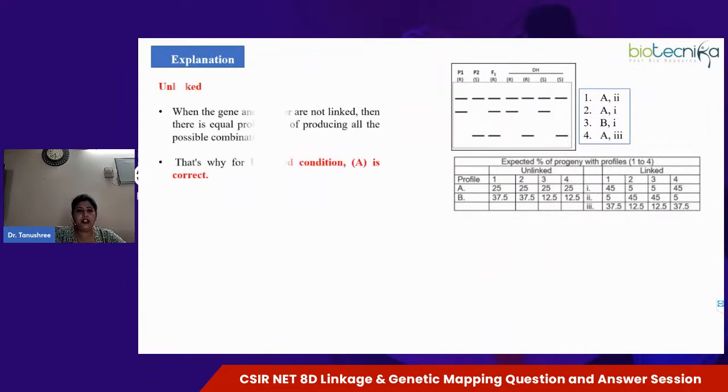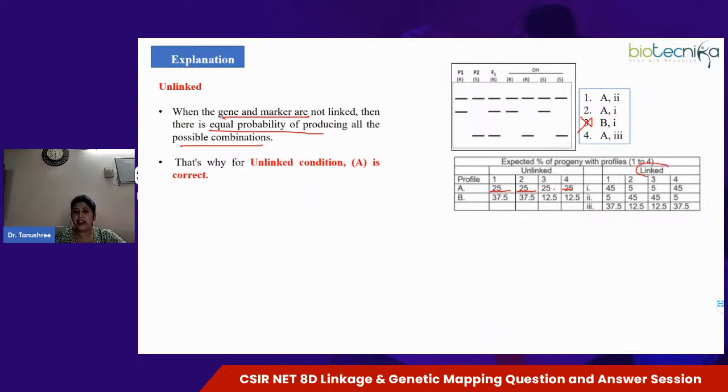So when I say unlinked, when the gene and markers are not linked, there is equal probability of producing all the four possible combinations. So that means A is correct here, right? Equal proportion we are getting in A only. So that means the answer cannot be option 3. So now the answer is between options 1, 2 and 4.